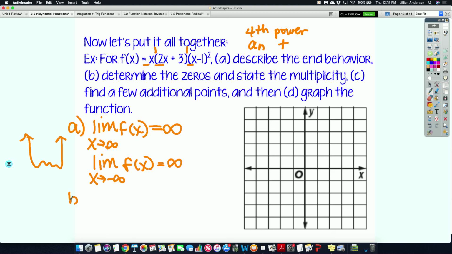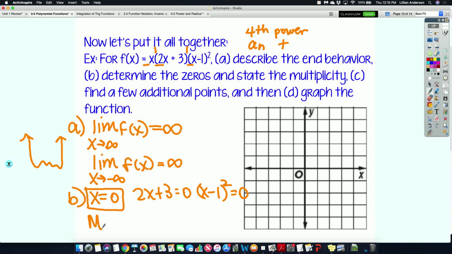Now let's determine the zeros and state the multiplicity. Well, this one's kind of nice because it's already factored for us, right? So all I have to do is set each of the factors equal to 0. X equals 0, it's already solved.